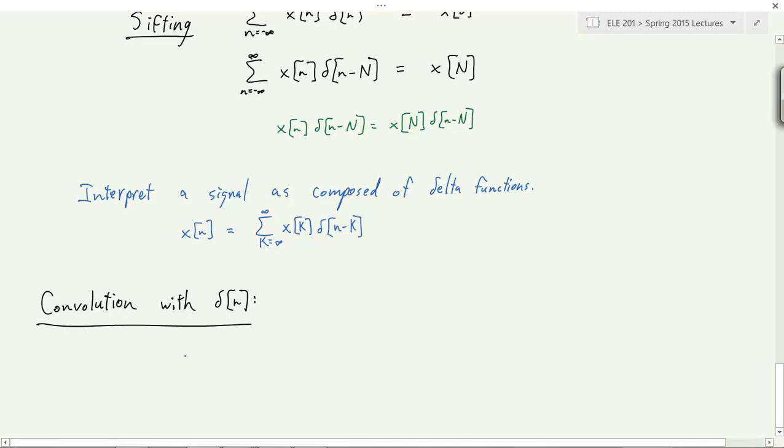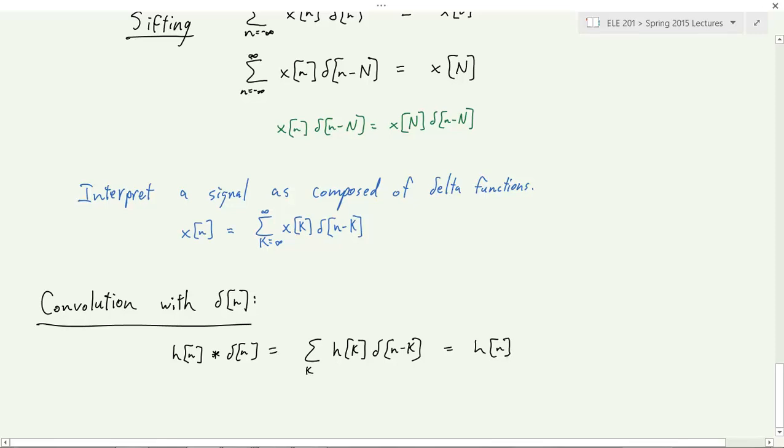Let's say h of n convolved with a delta function is going to be, by definition, the sum over k of h of k delta of n minus k. Now we use the sifting property to say that this equals h of n. So it's exactly what you said. So the delta function is like the identity function for convolution. Okay, it does not change the signal.